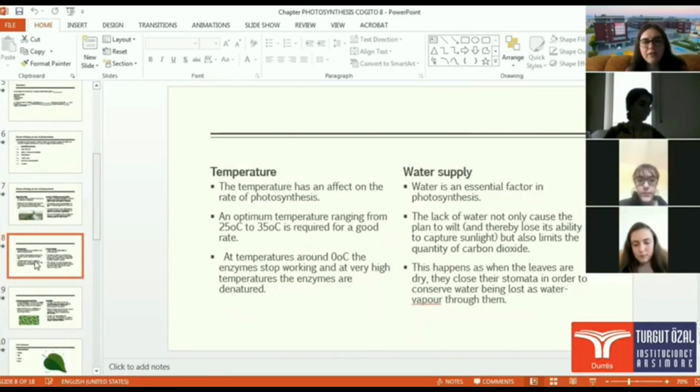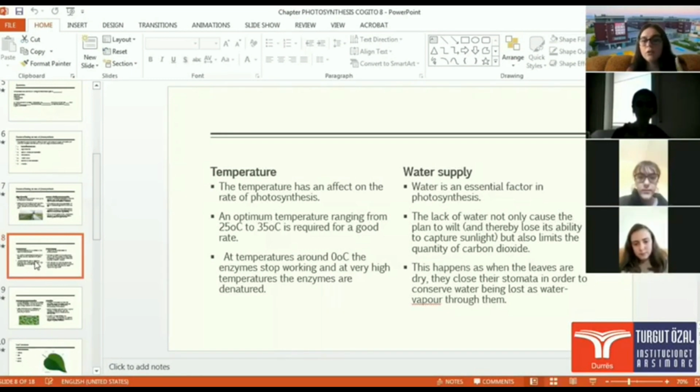Sema, how can temperature affect the rate of photosynthesis? So plants in winter do photosynthesis more slowly than in summer, because the summer has a higher temperature, and it affects the plants, the growth.